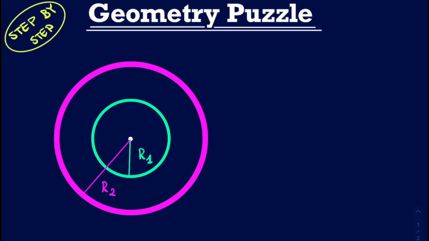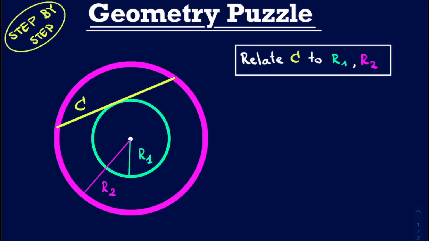And the radius of the large circle, let's call it R2. In addition to these two concentric circles, we have the following specific line. Any line that is tangent to the smaller circle and that goes from one point of the large circle to the other point of the large circle. And the length of this line we will call capital C. And what the puzzle now asks from us is to relate the length of this line C to R1 and R2, the radii of these two circles.